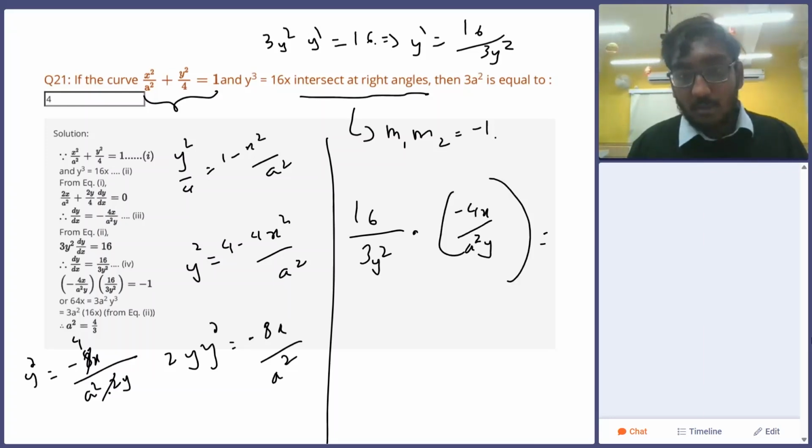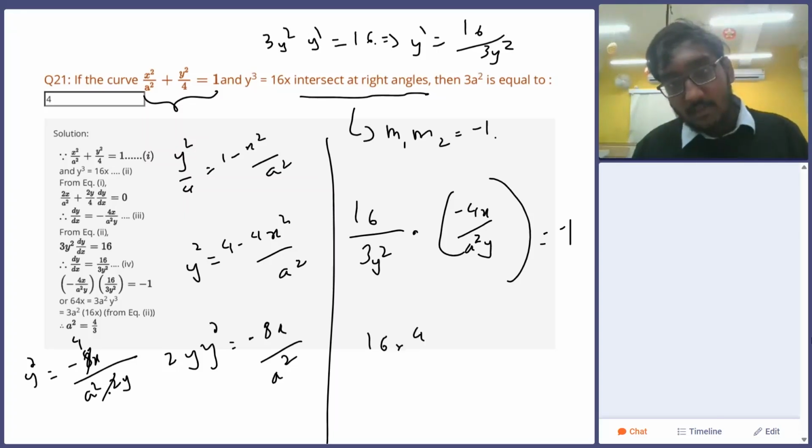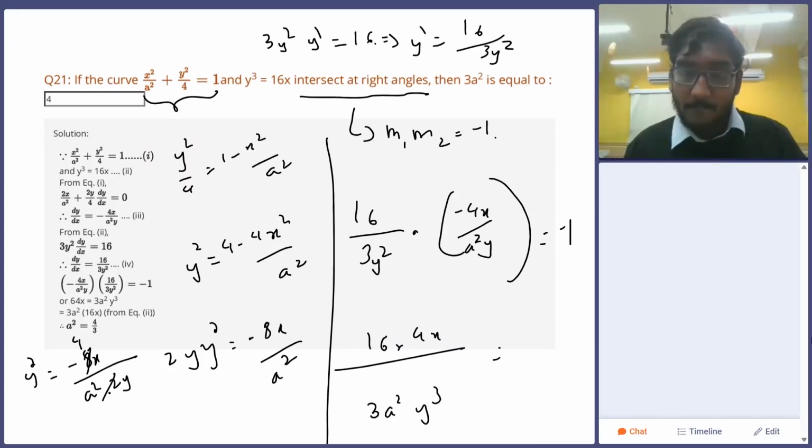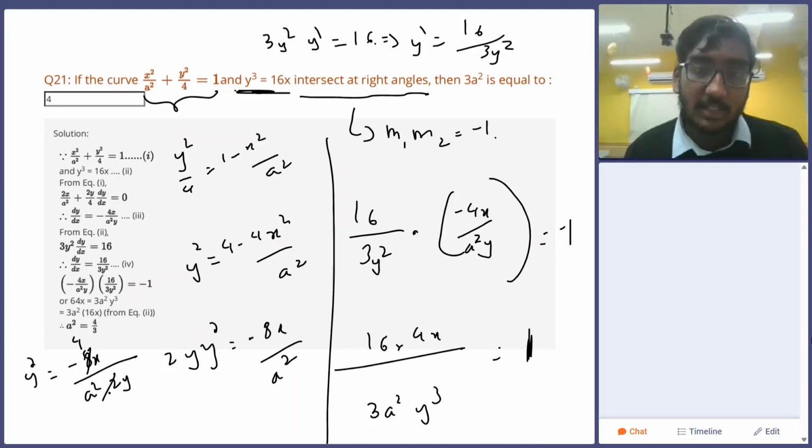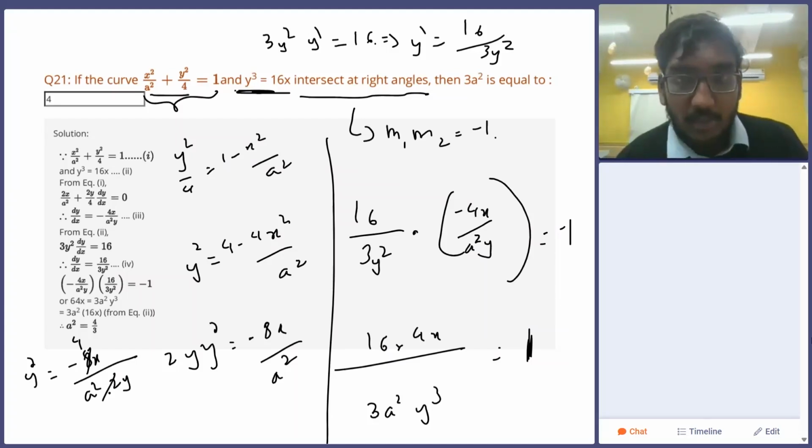And that is known to be minus 1. That means clearly 16 into 4x by 3a square y cube is 1. Just keep it as it is. For y cube we replace it as 16x, again to eliminate this variable y, because at the intersecting point definitely this will also be satisfied and this will also be satisfied. So just replace y cube as 16x.